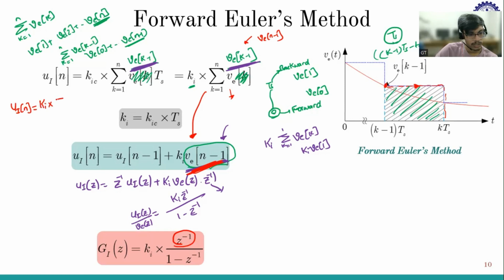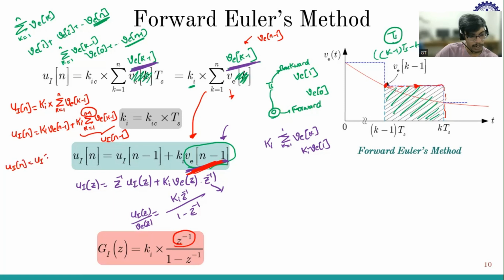Ki into sigma k equals 1 to n of v of k minus 1. This is my term, right? So I'll take the topmost term, ki into v of n minus 1. Now plus ki into sigma k equals 1 to n minus 1 of v of k minus 1, right? So this is n minus 1, which means this is u of n minus 1. So my final term is u of n equals u of n minus 1 plus ki into error of n minus 1. That is what I have written.